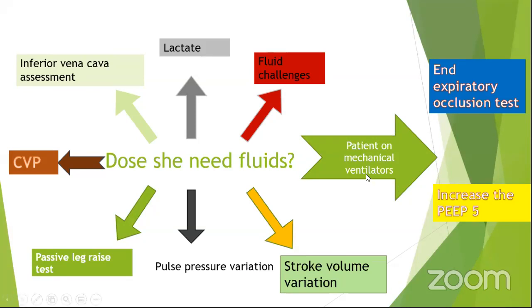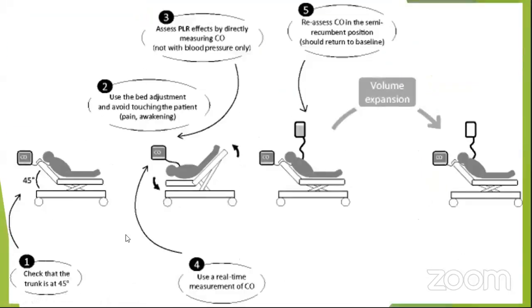For the passive leg raise, there are some important things, like you have to keep the patient at 45 degrees. After that, ideally, you should not touch the patient at all. You should not awaken the patient. You just turn the bed to put the head flat and raise the legs to 45 degrees. So it's actually a 90 degree change in the positioning.